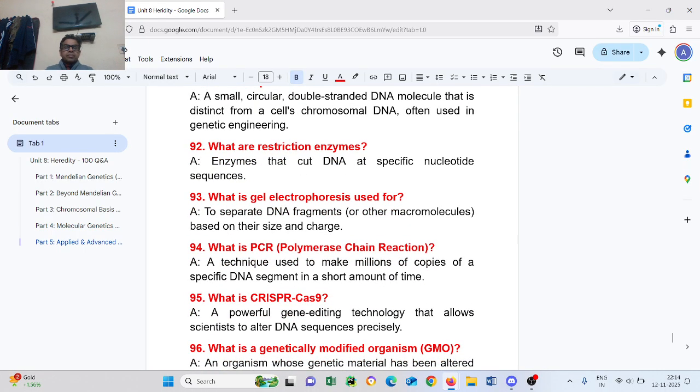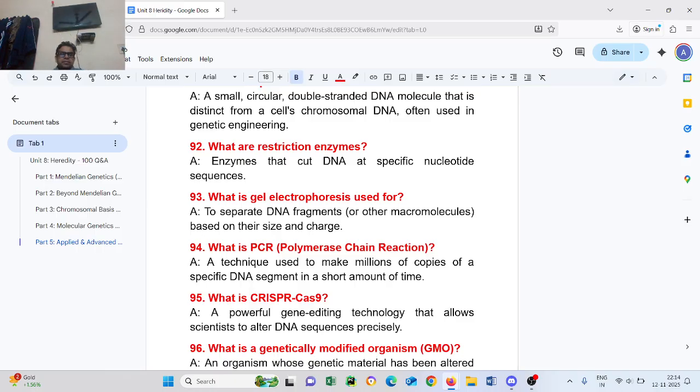Question number 94. What is PCR? Polymerase chain reaction, a technique used to make millions of copies of a specific DNA segment in a short amount of time.